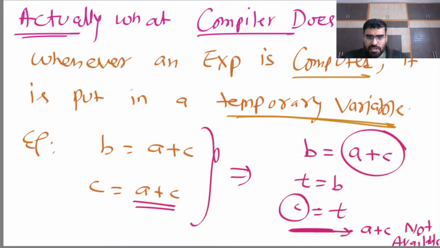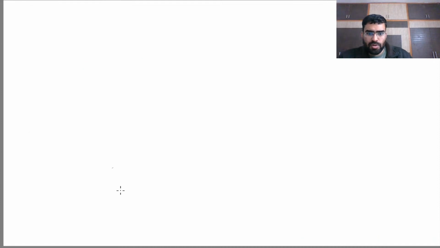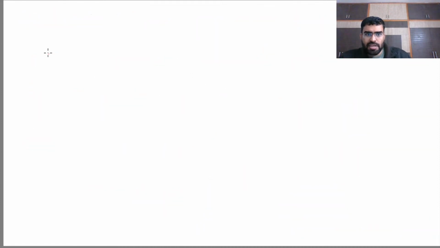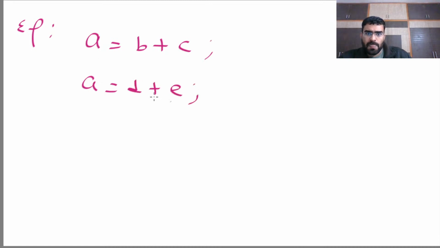Here is one more interesting thing I want to tell you. Because from this point, whenever an expression is computed, it is put in a temporary variable. So let me tell you one more example. Let's assume this is the situation, and let's assume a equal to d plus e, and then f equal to b plus c.